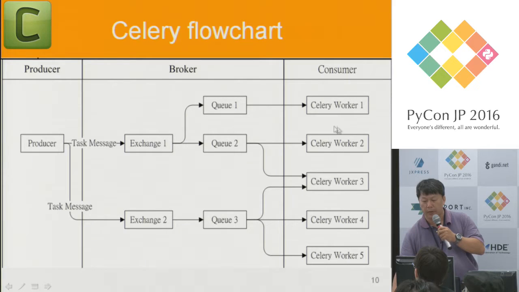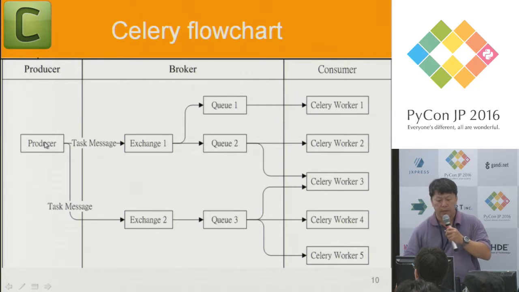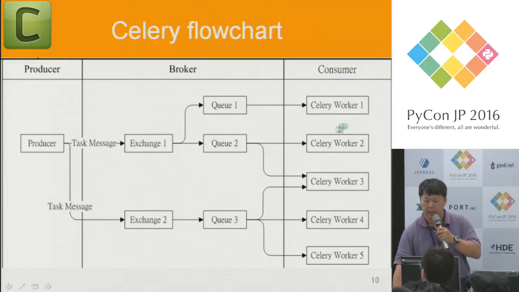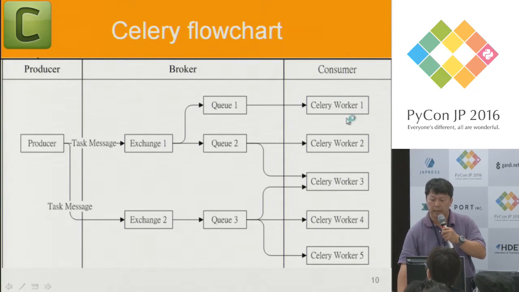On the right-hand side, we can assign a particular worker to listen to a specific queue. So the whole sequence is that the producer sends a message to the broker, and the message is routed to a particular queue. And some assigned worker will pick up the message from the queue.